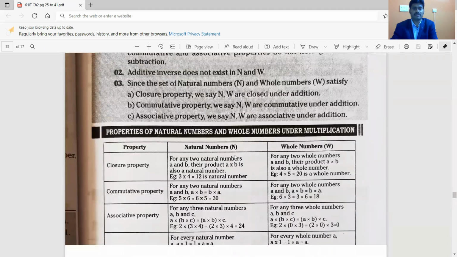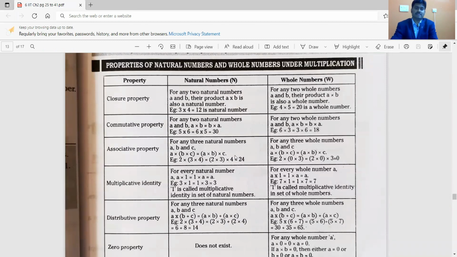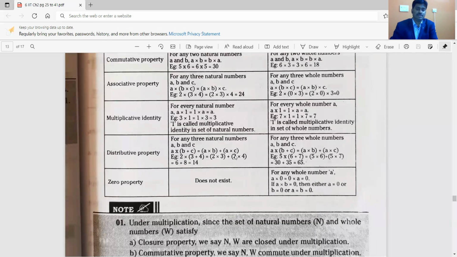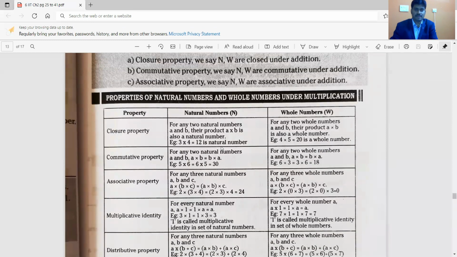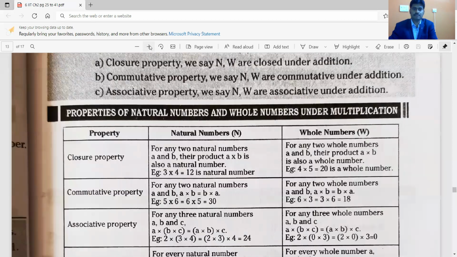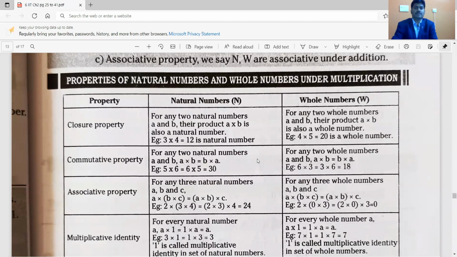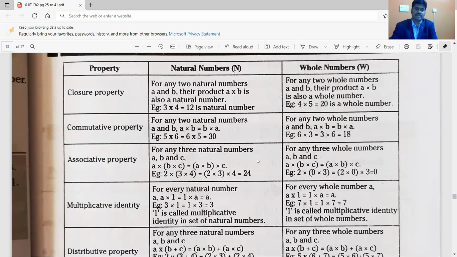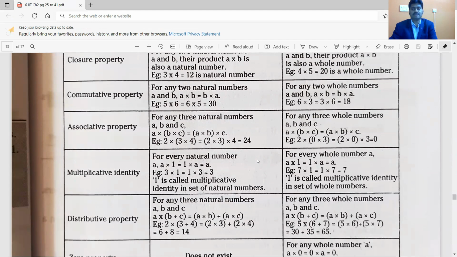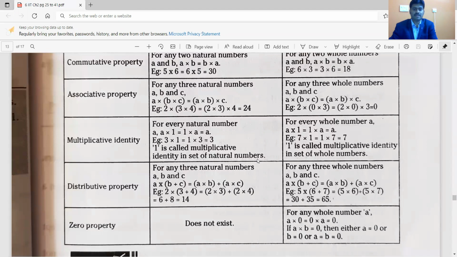Next. So we have some properties under multiplication: closure, commutative, associative, multiplicative identity, distributive property, zero property. Let us check these properties in this sequence. We are checking for natural numbers and whole numbers. For any two natural numbers, A into B is also a natural number. A into B is also a whole number. Commutative, associative, and multiplicative identity, right? And distributive property under multiplication over addition.